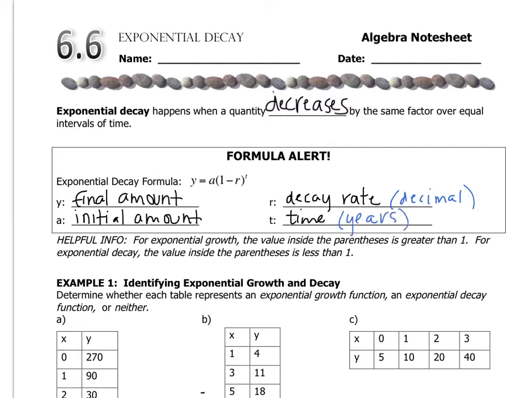Same thing, only when you're talking about growth, the value inside the parentheses is greater than 1. For exponential decay, the value inside the parentheses is less than 1, because when you multiply by a value greater than 1, the value gets larger. When you multiply by a value less than 1, the value gets smaller.